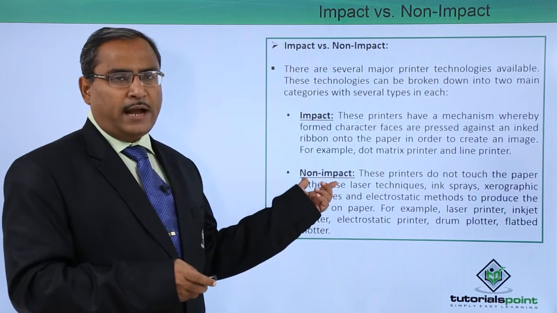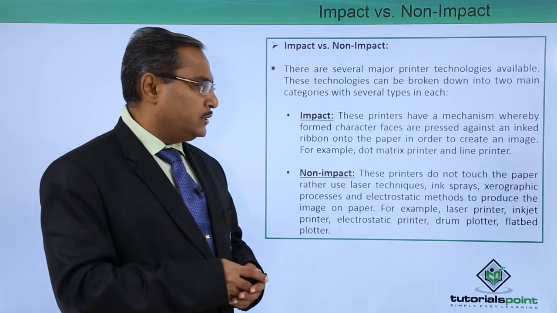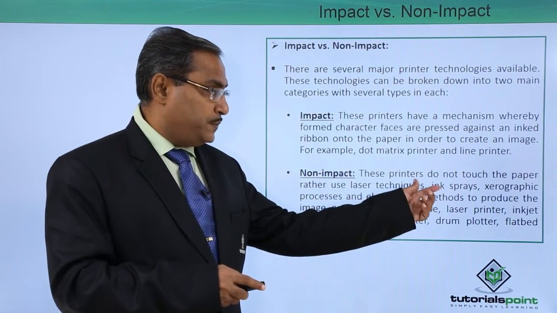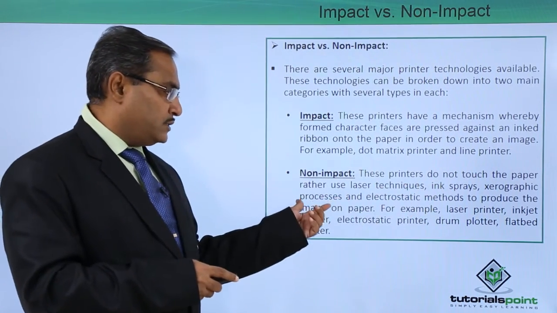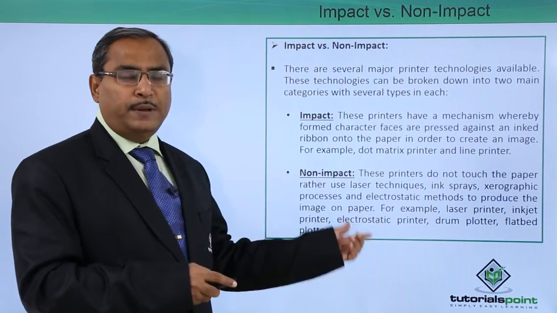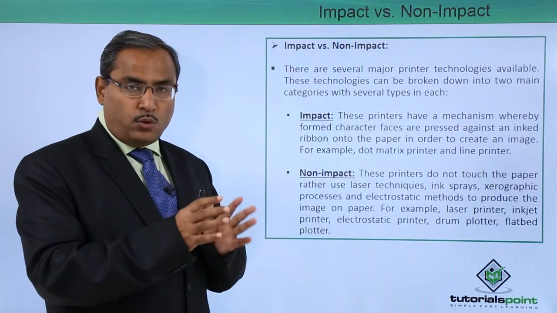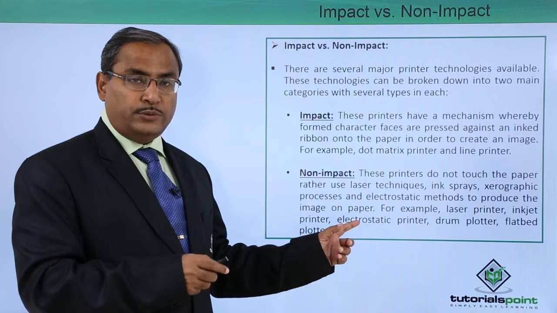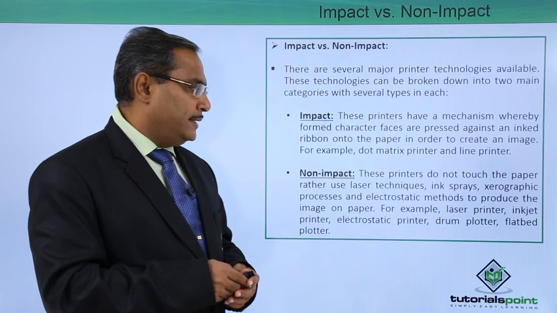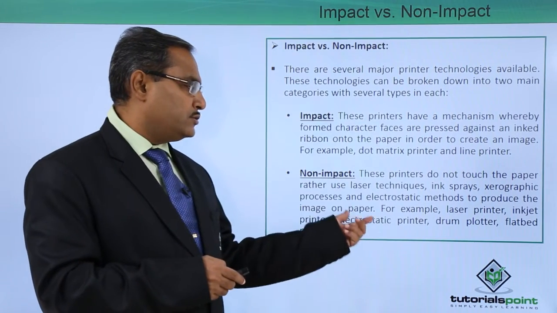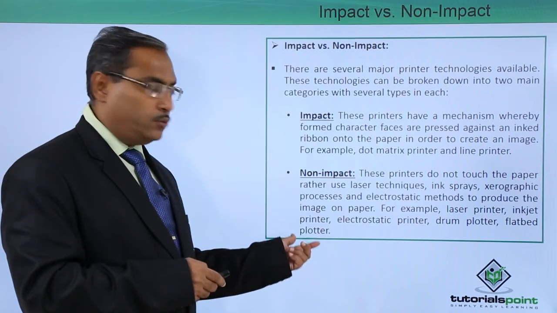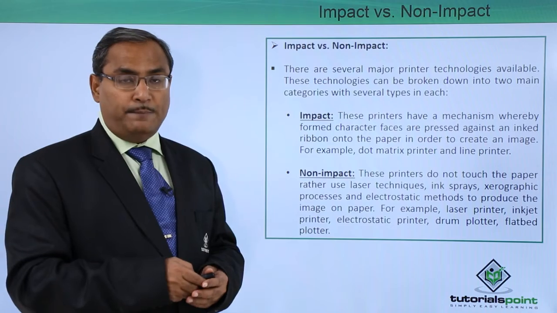Then we have non-impact printers. These printers do not touch the paper, rather they use laser techniques, ink sprays, xerographic processes and electrostatic methods to produce the image on the paper. So here there will be no contact, no impact. For example, laser printers, inkjet printers, electrostatic printers, drum plotters and flatbed plotters are good examples of non-impact printers.